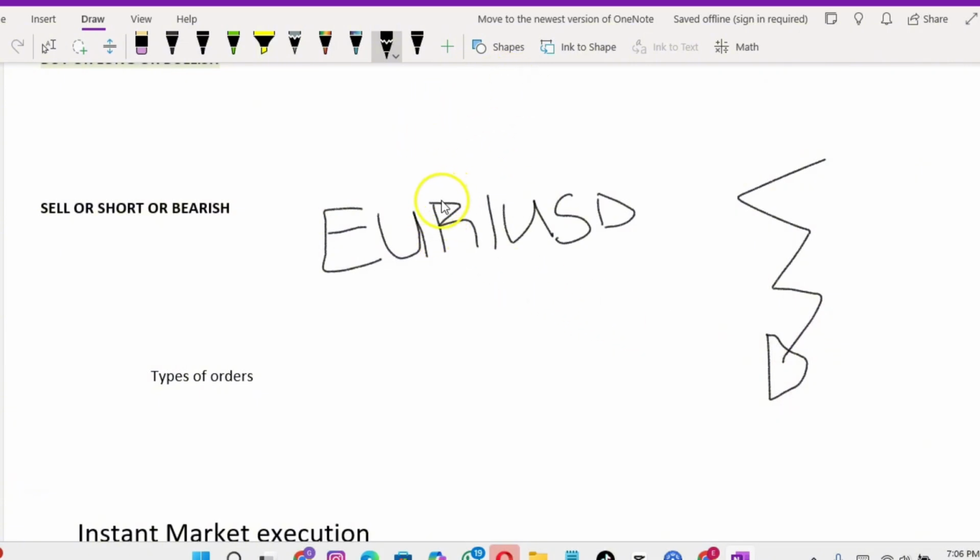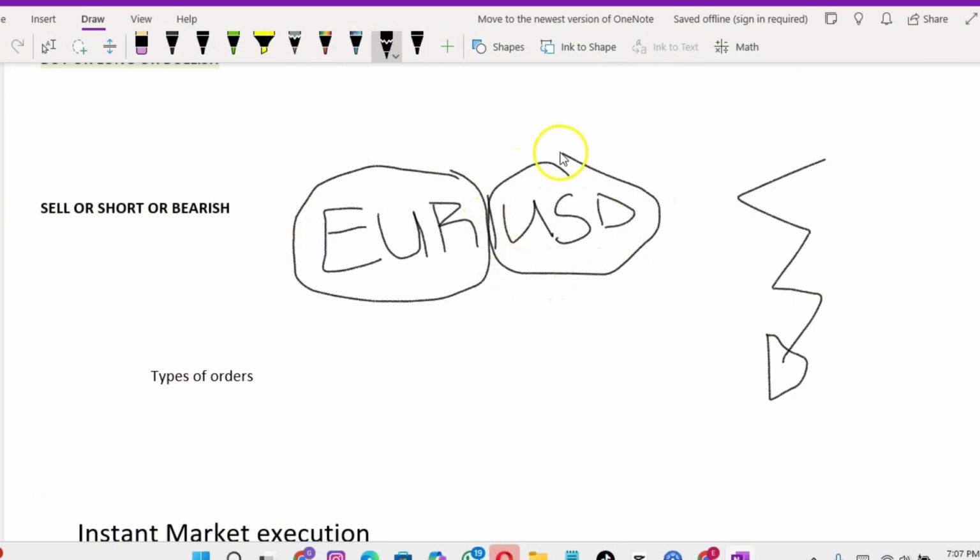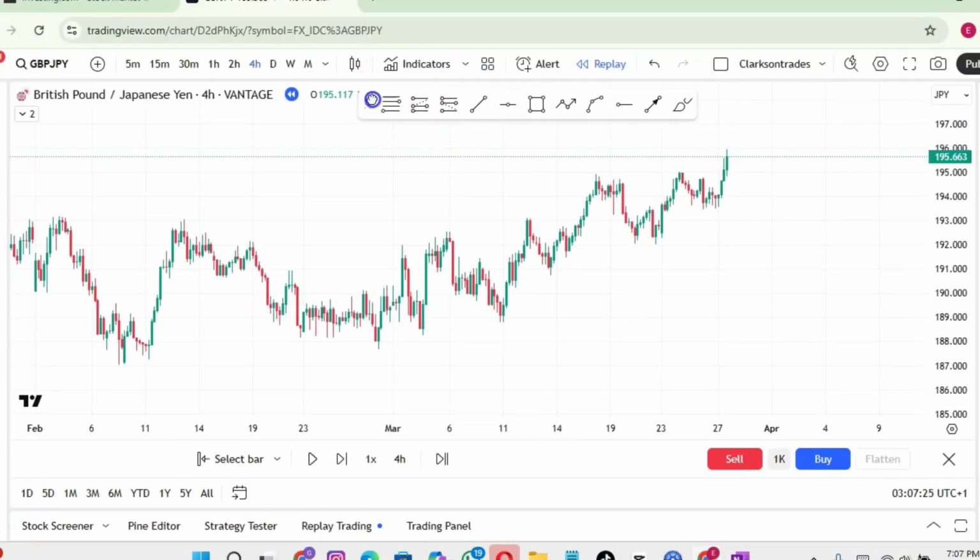For example, if you click the sell button on Euro USD, it means that you are anticipating that Euro is going to depreciate in price against United States dollars. It's simple as that. Now, how do you know that there are bears or sellers present in the market? It's very simple. You see the market going down, right? It means that bears are in the market. There are sellers in the market at that particular time. So let me show us a practical example of what I'm talking about.